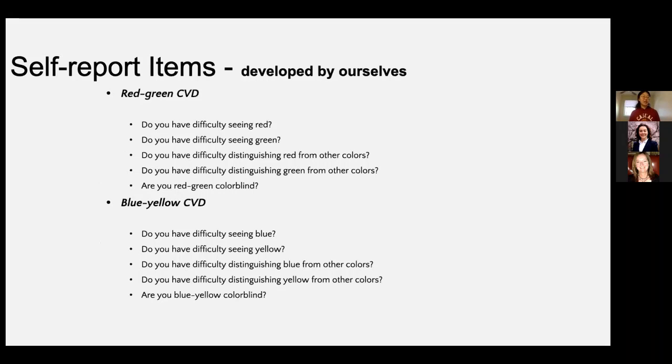For red-green color vision deficiency, we have items like, do you have difficulty seeing red and green? Do you have difficulty distinguishing red and green from other colors? And are you red-green colorblind? And similarly for blue-yellow colorblind.